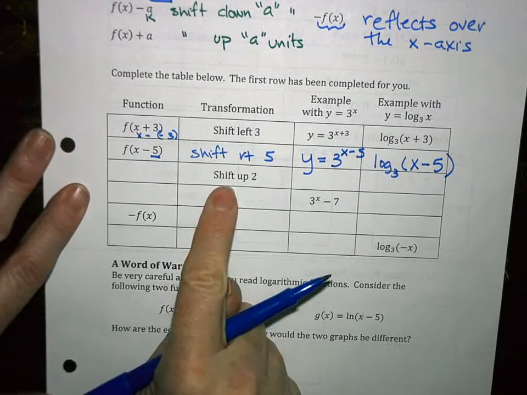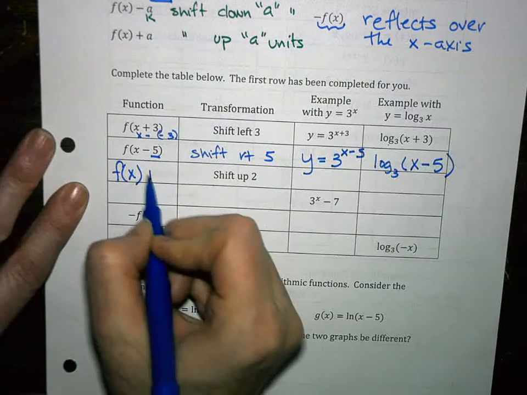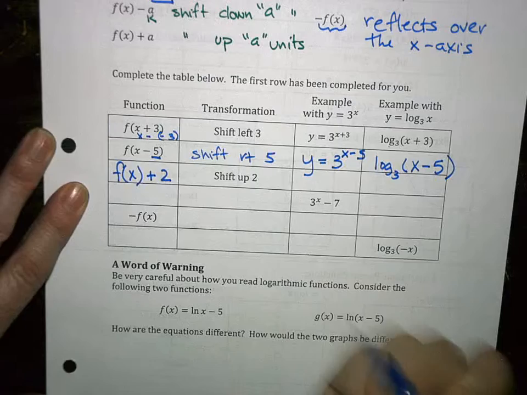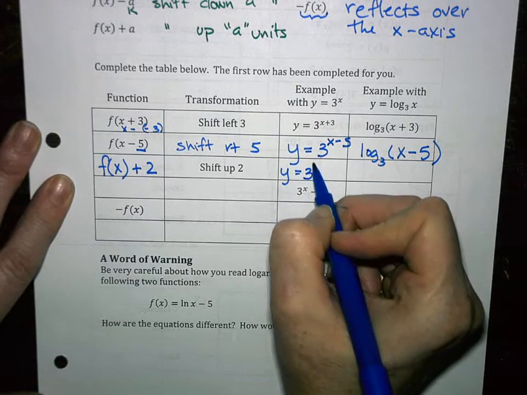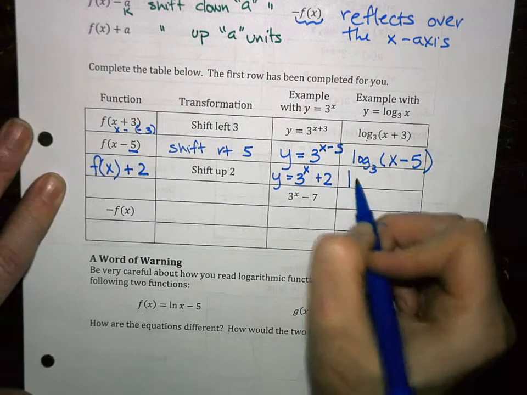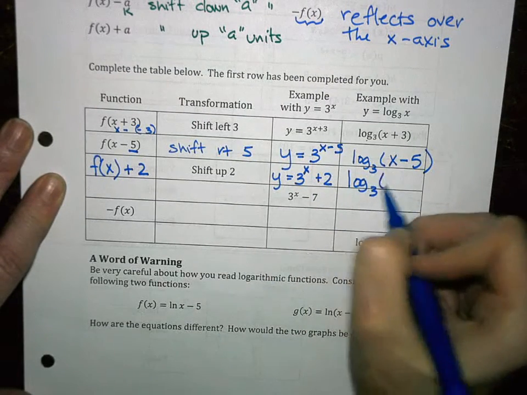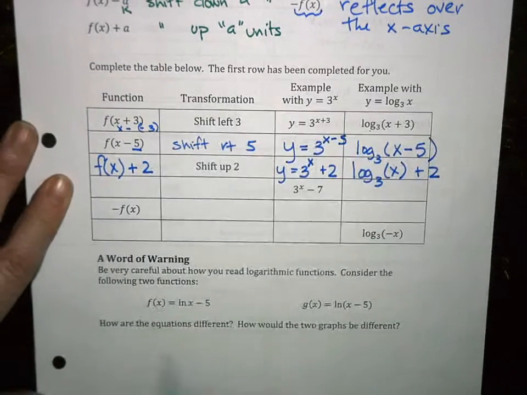Now, if a function shifts up 2, what does that look like? F of x, and the whole thing shifts up 2. That's the k. That's what k does. So it's y equals 3 to the x plus 2. The log base 3 of x plus 2. That shifts the graph up.